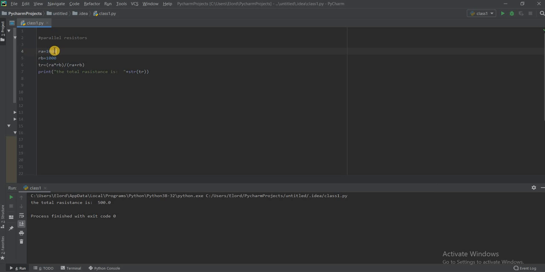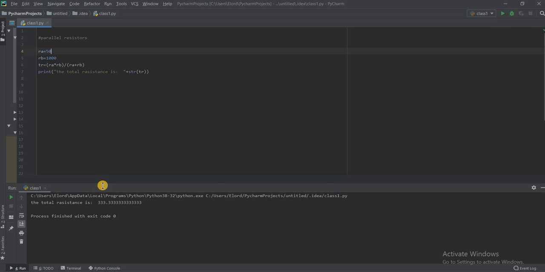So my RA is 1000, my RB is also 1000. When I run this code now, I printed this result out. It's now 500. Now let me change the value of R1 to 500 ohm. The output that we have now is 333.33. That means it has reduced from 500 to 333.